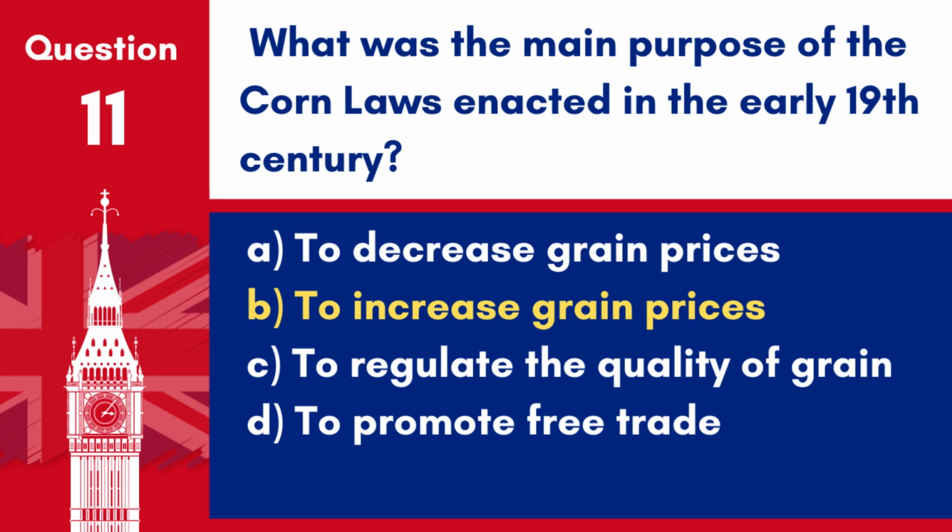Answer: B. To increase grain prices. The Corn Laws were enacted to maintain high grain prices by imposing tariffs on imported grain, benefiting landowners and farmers, but leading to widespread discontent among the working classes.